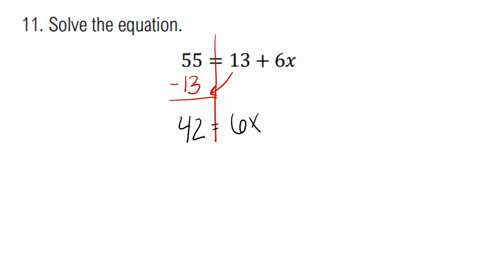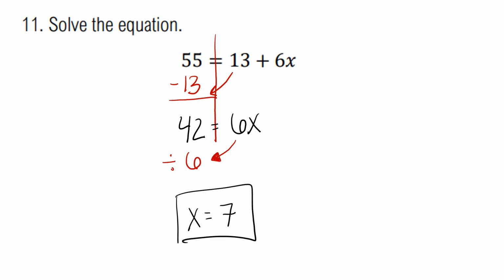We bring down the 6 and the variable x. Again, we would move the 6 away from the variable x, doing the opposite operation. 6 and x side by side means multiply. We would do the opposite. We would divide. 42 divided by 6 would give us a final answer of 7.